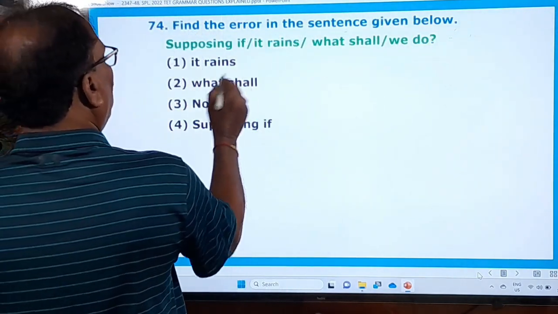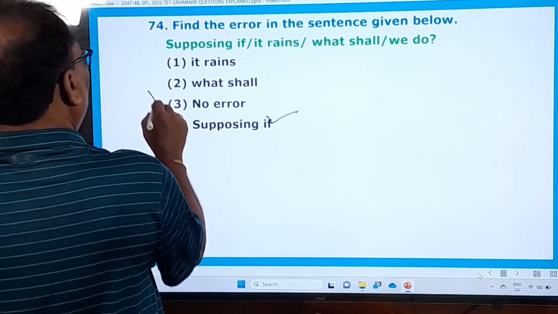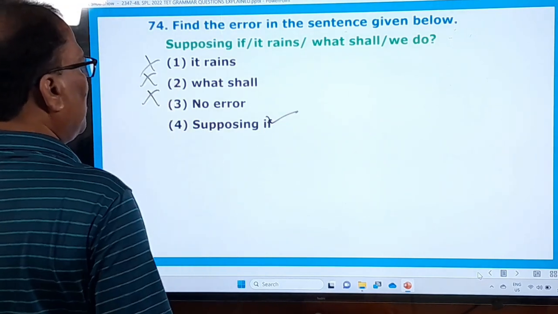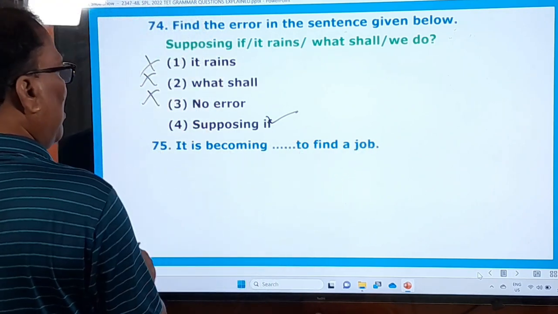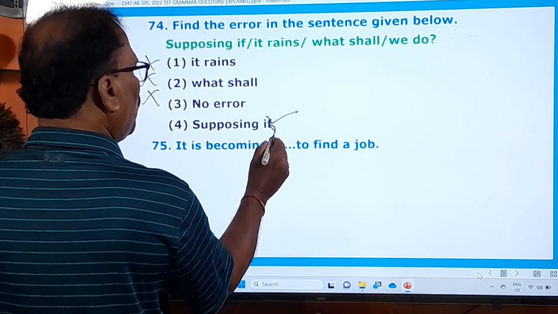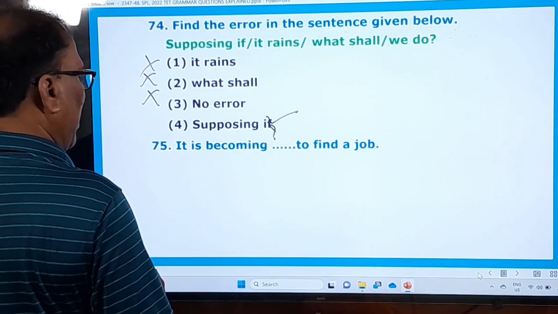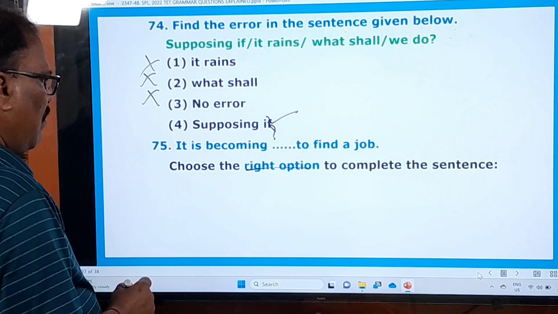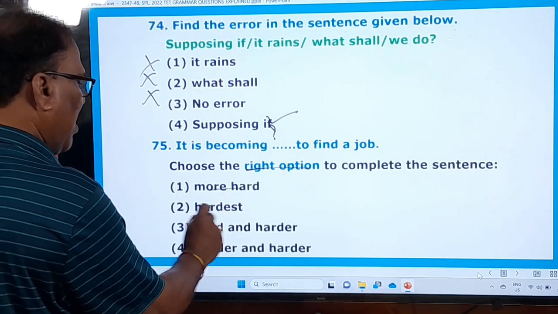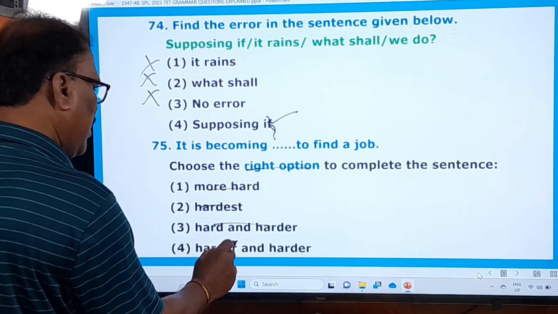It rains. No mistake. No, this is wrong, this is wrong, this is wrong. This is only your answer, right? And the 75th one: "It is becoming dash to find a job." Here a blank is given. Choose the right option to complete the sentence. The options given are: more hard, hardest, hard and hard, hard and harder, harder and hard.